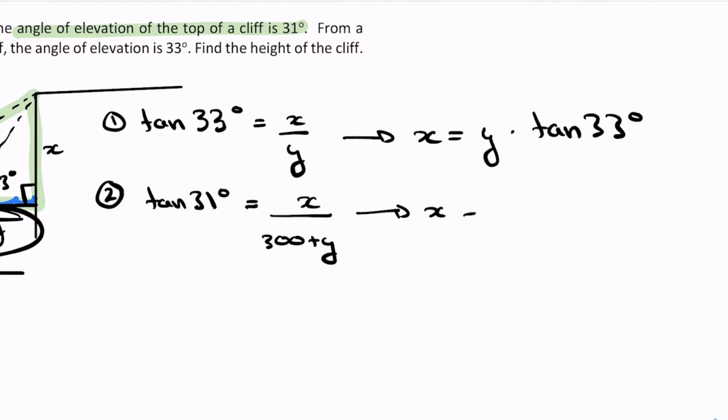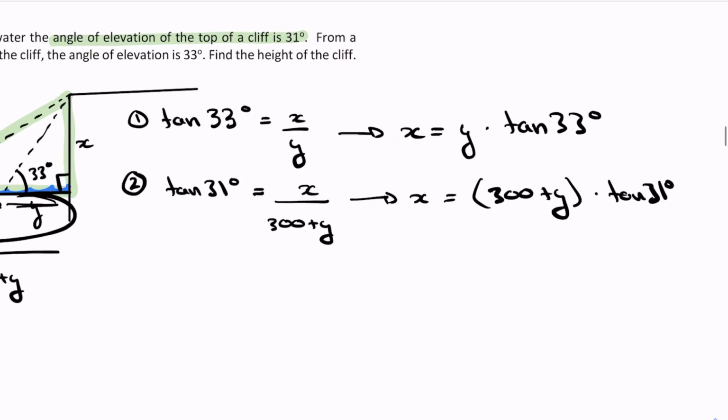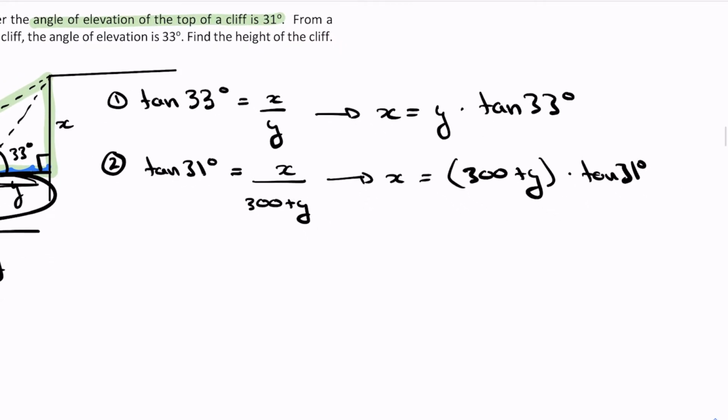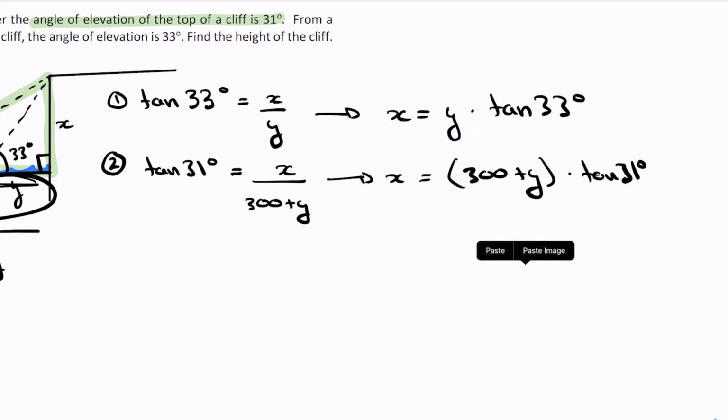And in the bottom, x is going to be equal to 300 plus y, the whole thing, times tan of 31 degrees. Okay, now we have two equations, both equal to x. Well, guess what? If this is equal to x, actually I'll leave it there, copy it, and paste it.